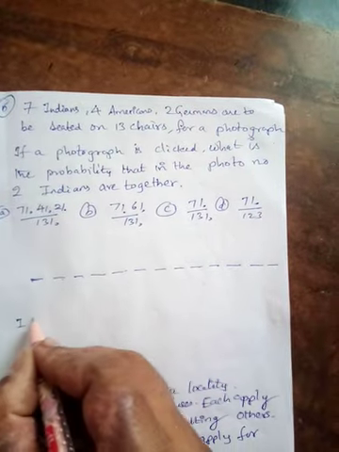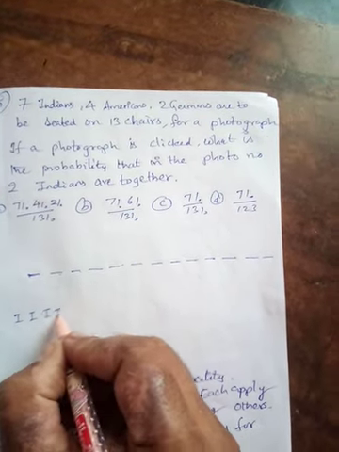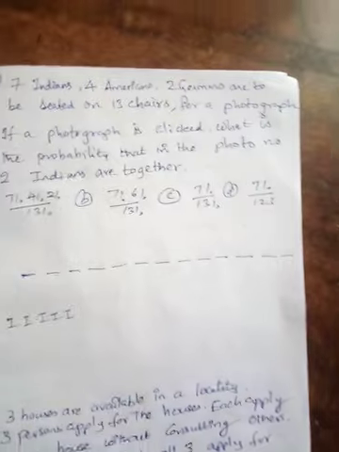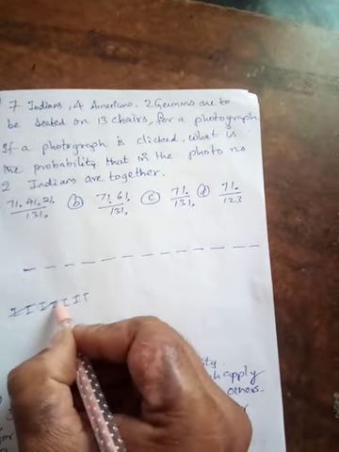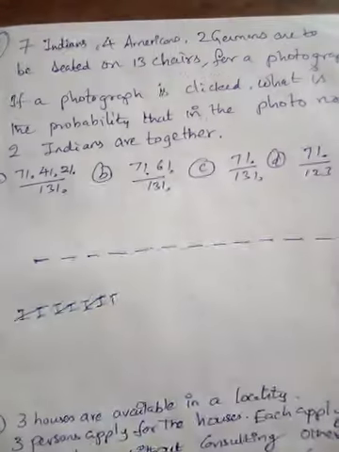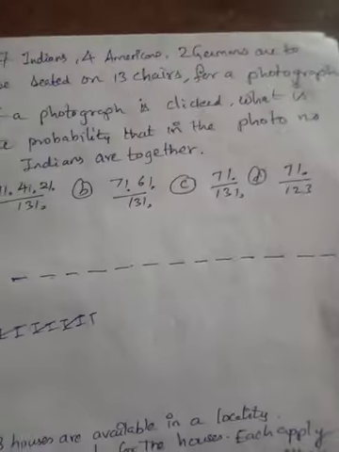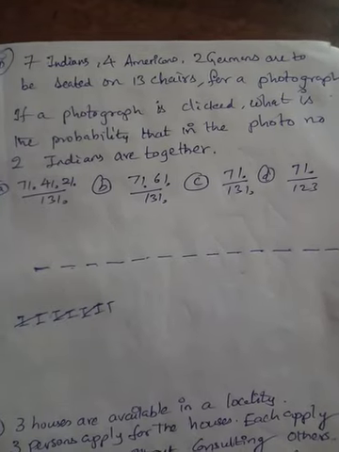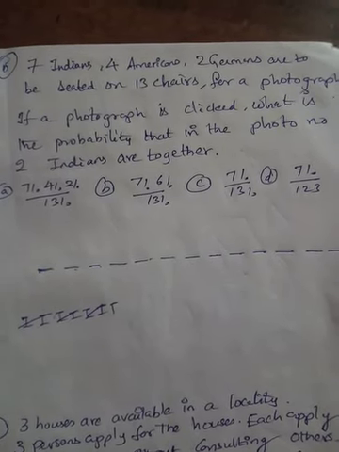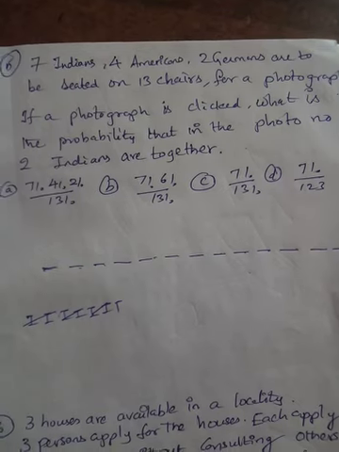Total we have how many Indians? 7. No 2 Indians must sit together, so Indians can sit only alternately. They cannot sit together. The question is, if a photograph is clicked, what is the probability that no 2 Indians are together?